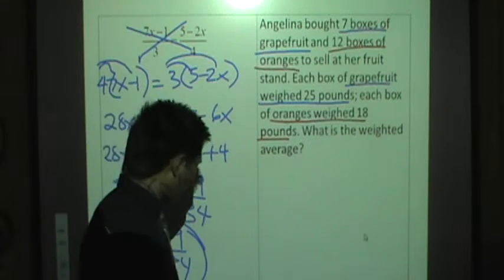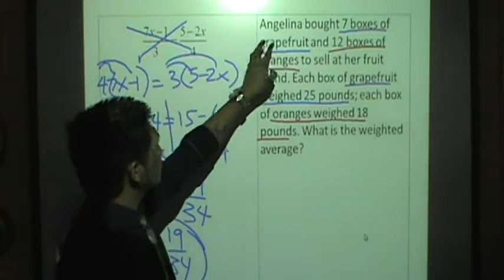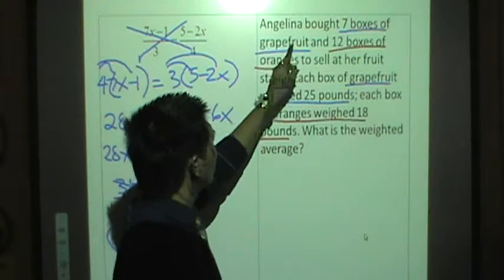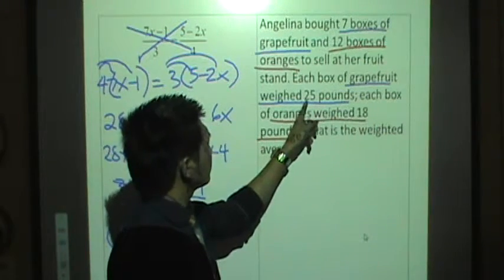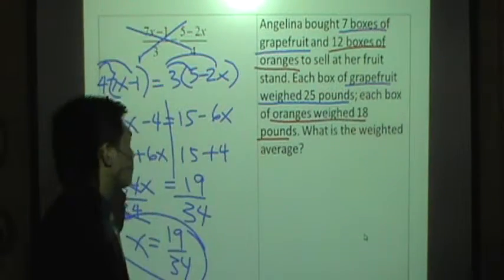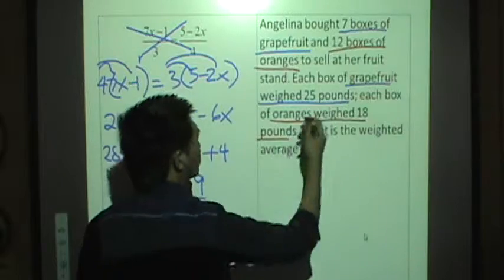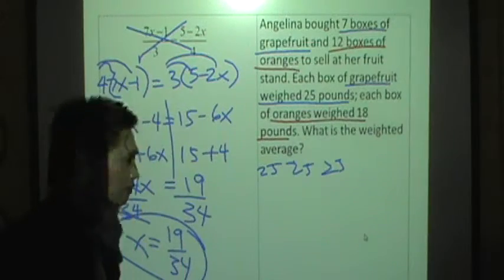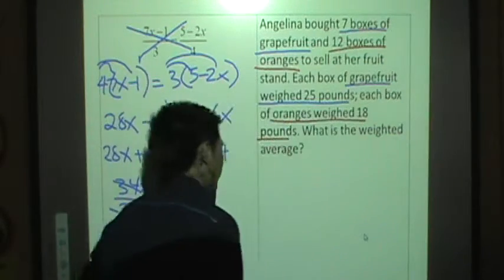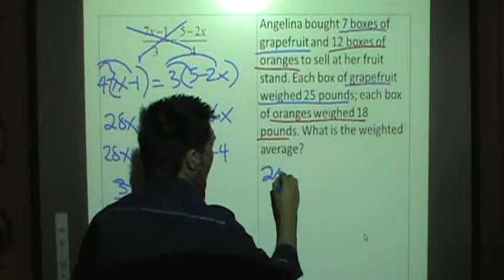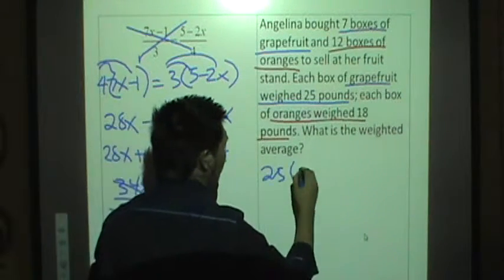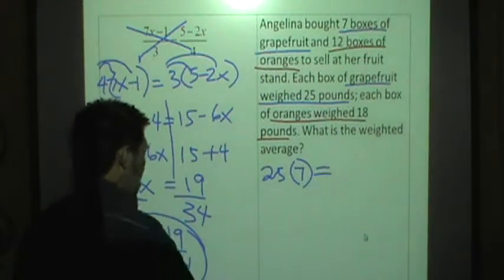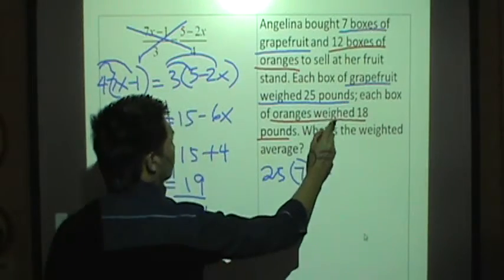So here we go. We have 7 boxes of grapefruit, but every box is 25 pounds. So if you want, you can write 25 plus 25 plus 25 and so on, 7 times. One of your classmates today asked me, Mr. Wallace, can we just have 25, since there are 7 boxes of them, why don't we just multiply? That's fine. That's correct. Now, how about the 12 boxes of 18?